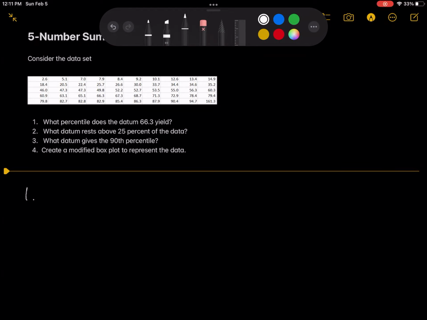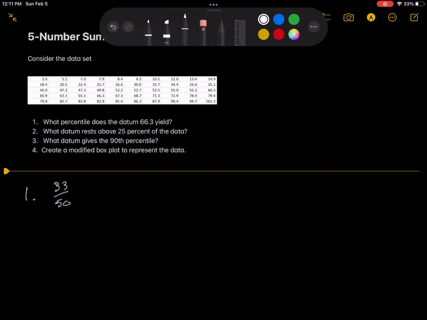So let's work on number 1. What percentile does the datum 66.3 yield? So look through that data set and find 66.3. The percentile is the ratio of data points that are less than that number. So I need to count how many data points are less than 66.3. There's 10 across the top, 10 in the second row, 10 in the third. So we're at 30, 31, 32, 33. There are 33 out of the 50 values that are less than 66.3.